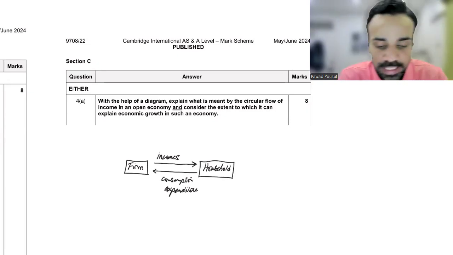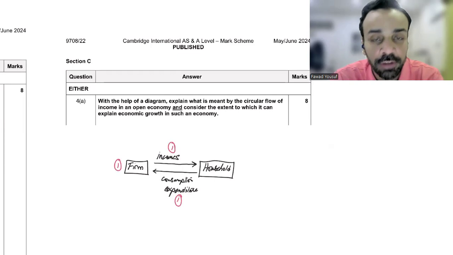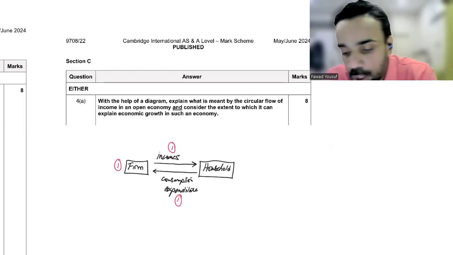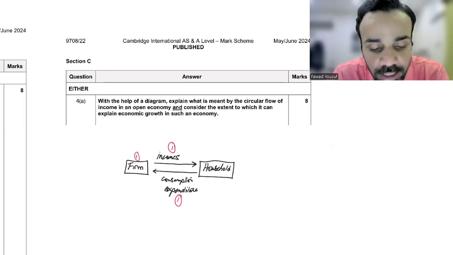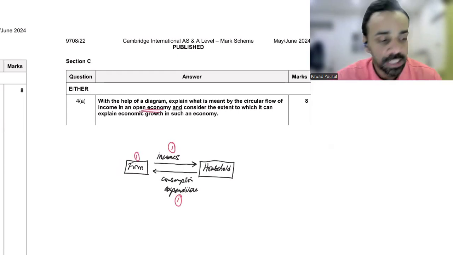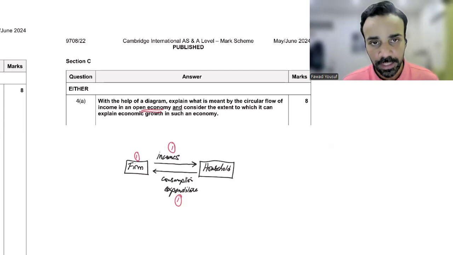That is, expenditure is flowing in this way, incomes are flowing in this way, and this is how the firm and the households are there. That's it. Honestly, I would not recommend you to make just this. I would suggest, because it says what is meant by circular flow of income, you should give a small brief definition of circular flow of income, which is that circular flow of income explains the movement of money in the economy between the firm and the household. Okay, that's your definition.